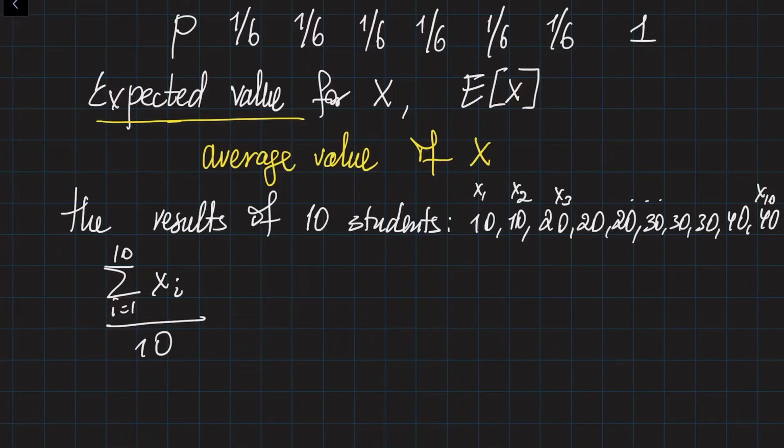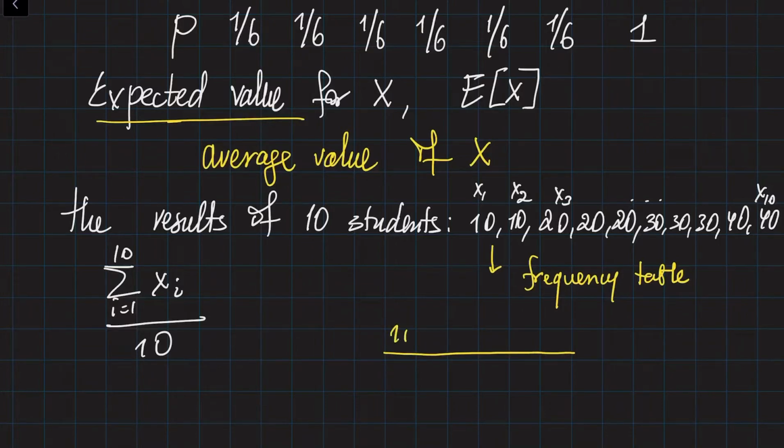What I'm going to do is create the frequency table. A frequency table means that I find the values, for example 10, and find its frequency: how many times this 10 has appeared in my data set. There are 2 appearances of the 10, so I'm going to write down here that the frequency of the 10 is 2.